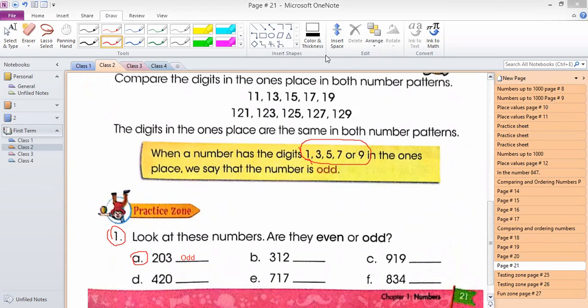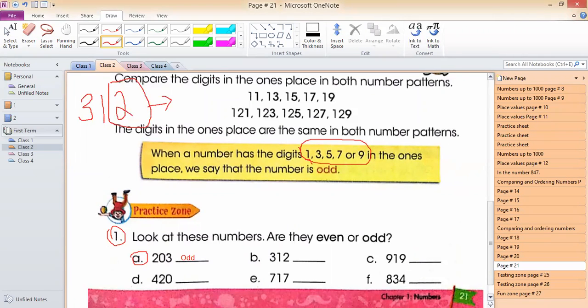Anas Fahad. Yes, sir. 312. Anas, even number or odd number? Even number. How do you know? Because 2 is the last digit and 2 is an even number.